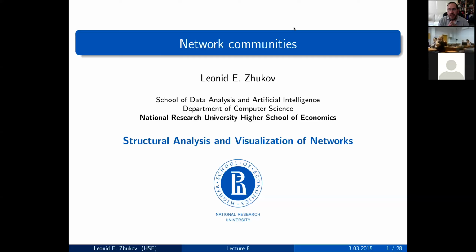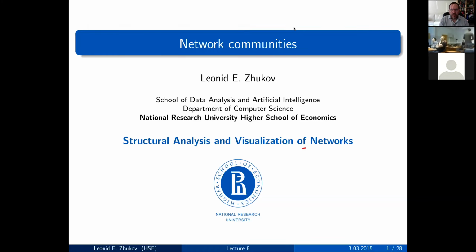finding communities. Next lecture, we'll devote to some linear algebra and ways to actually build pretty strong algorithms for network communities. And the last lecture will be about overlapping communities and some other ideas related to actually numerical computations on the communities.